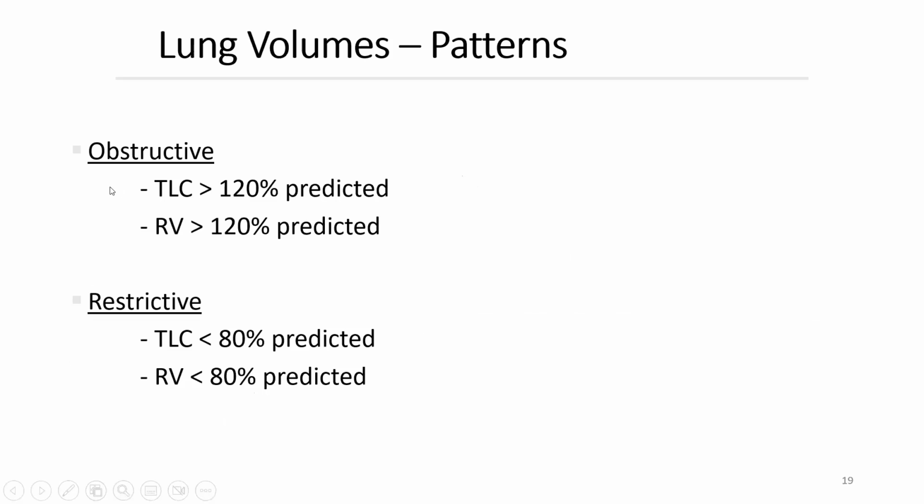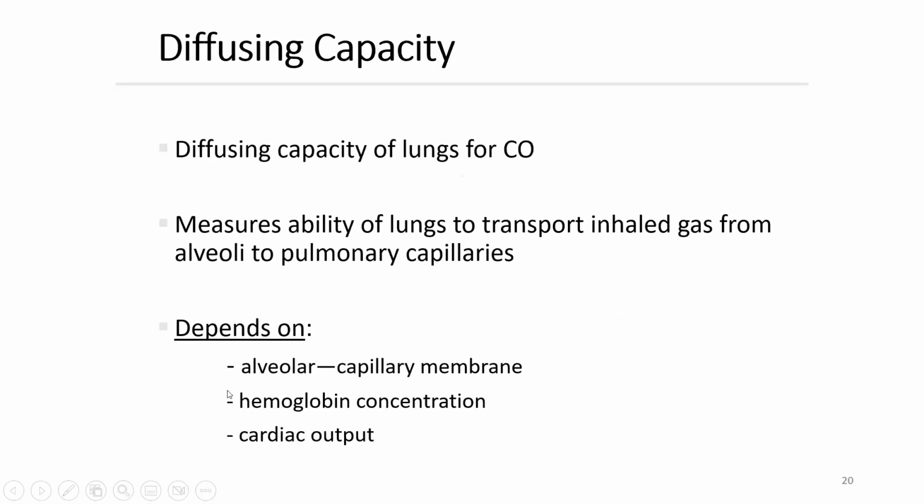This is to revise. In obstructive pattern, the total lung capacity is increased up to 120%. The residual volume is increased. In restrictive pattern, total lung capacity is decreased to less than 80% predicted. Residual volume also decreased to less than 80% predicted.